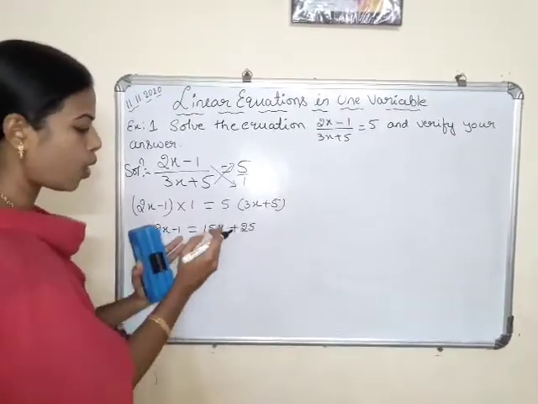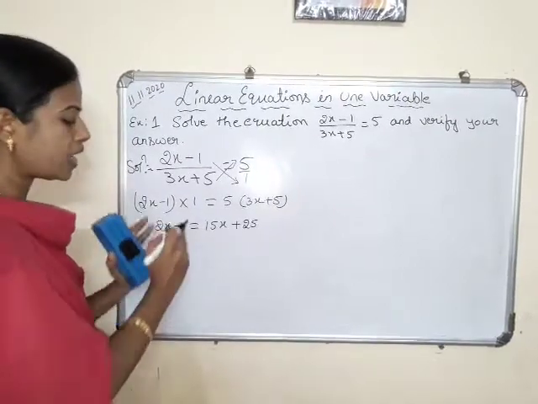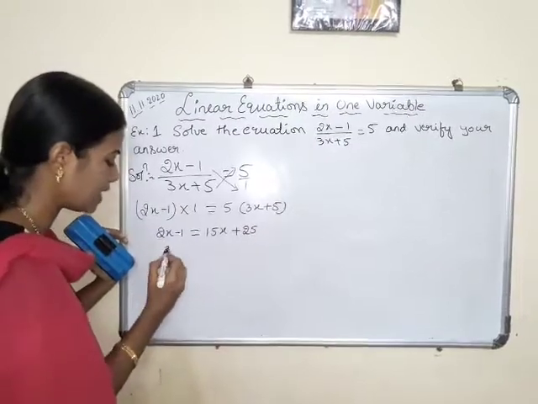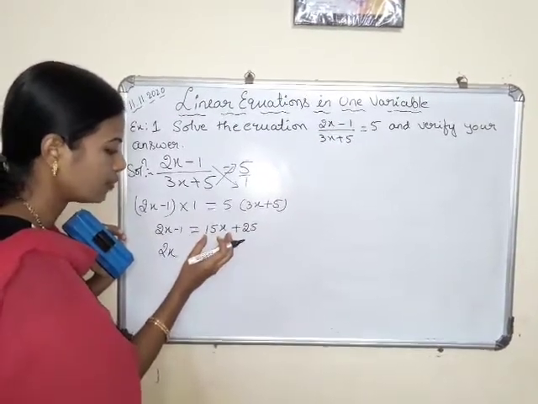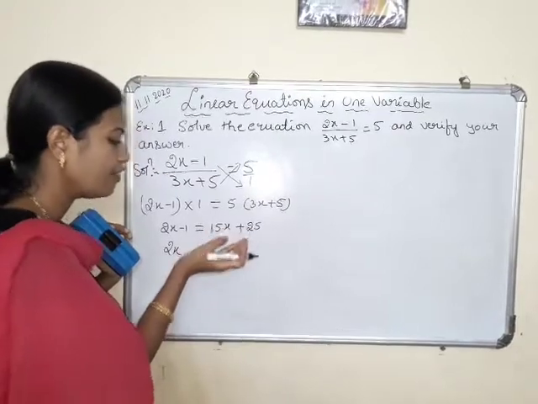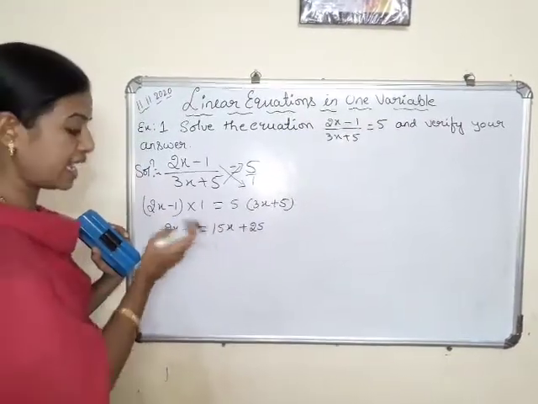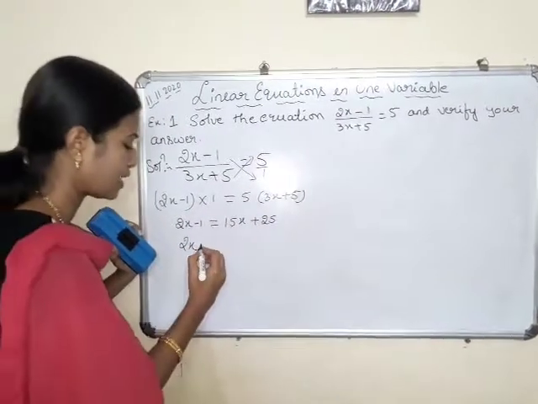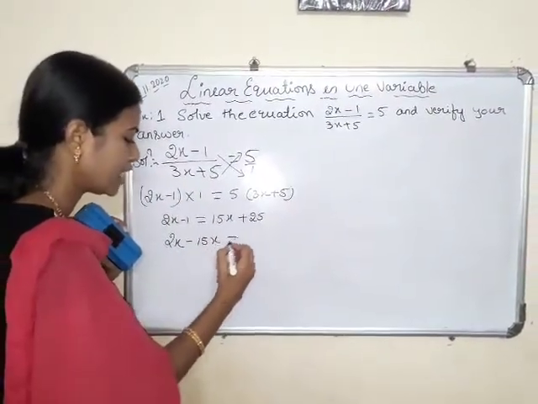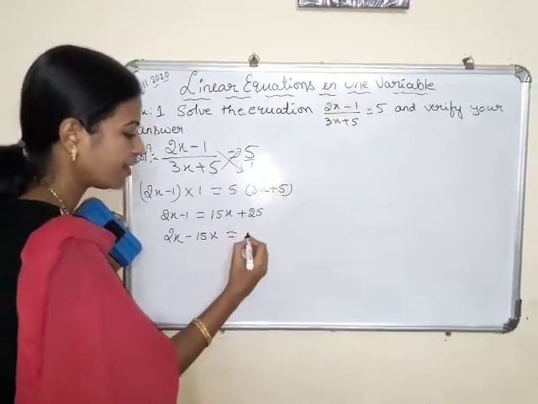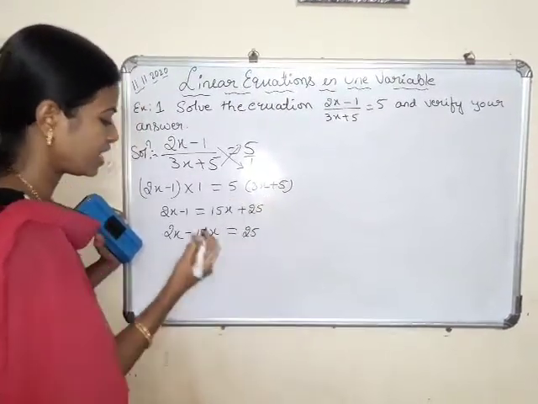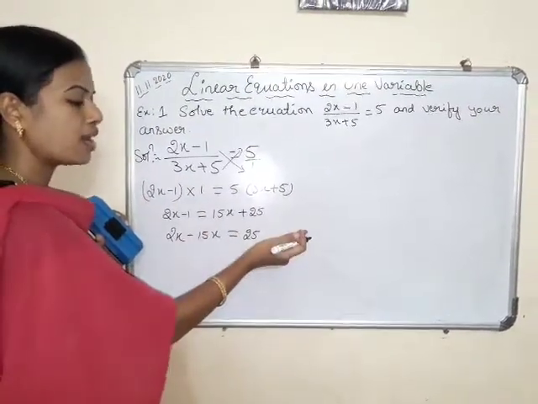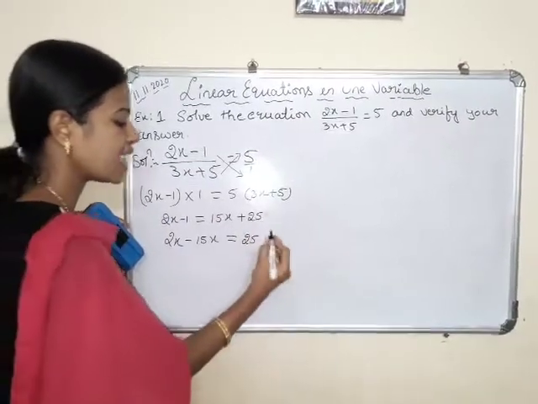Here I am going to take all the x terms to the LHS side and all the constant terms to the RHS side. Here 2x, as it is, the x term, plus 15x. When you take it to the LHS side, plus 15x is going to change as minus 15x, is equals to, plus 25 as it is in the RHS part. Minus 1 is in the LHS part. Take it to the RHS, minus is going to change as plus.